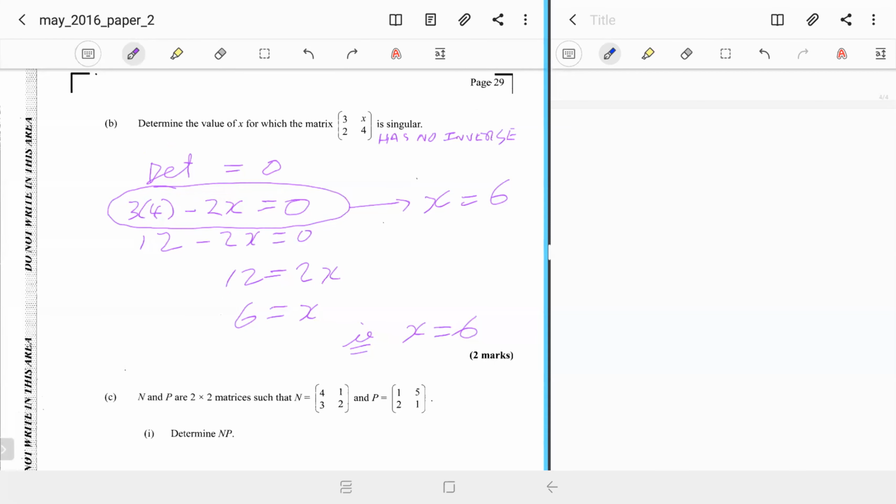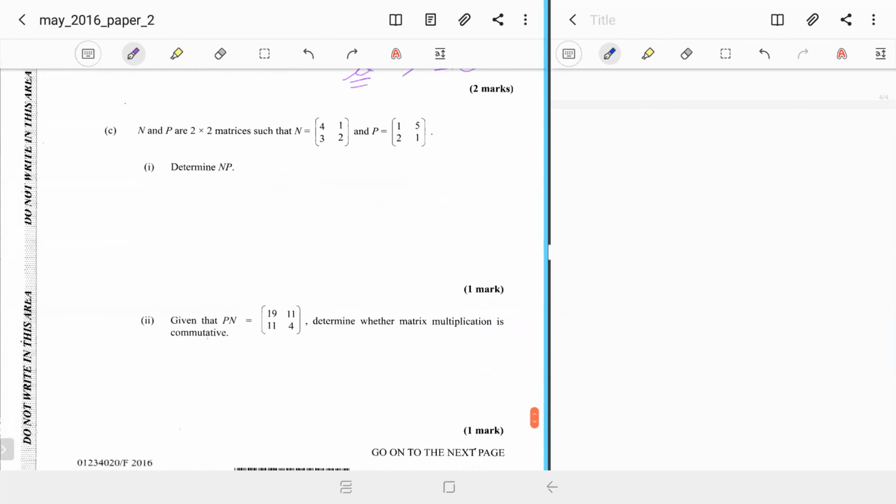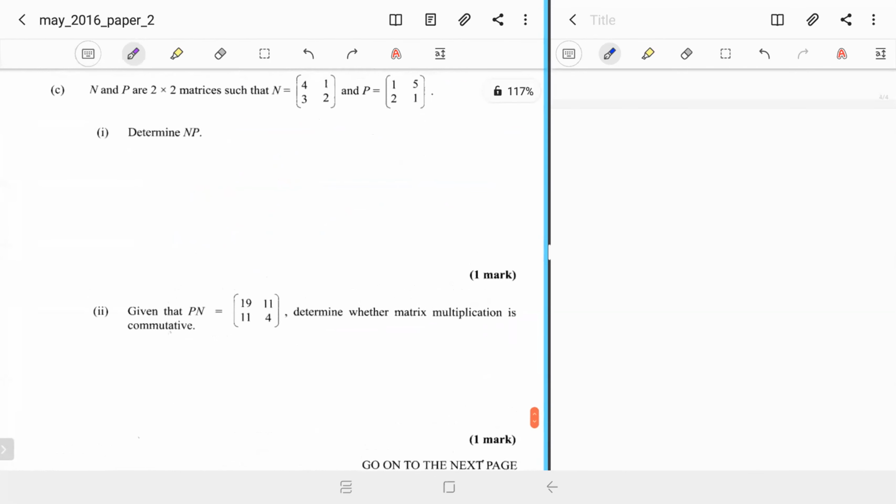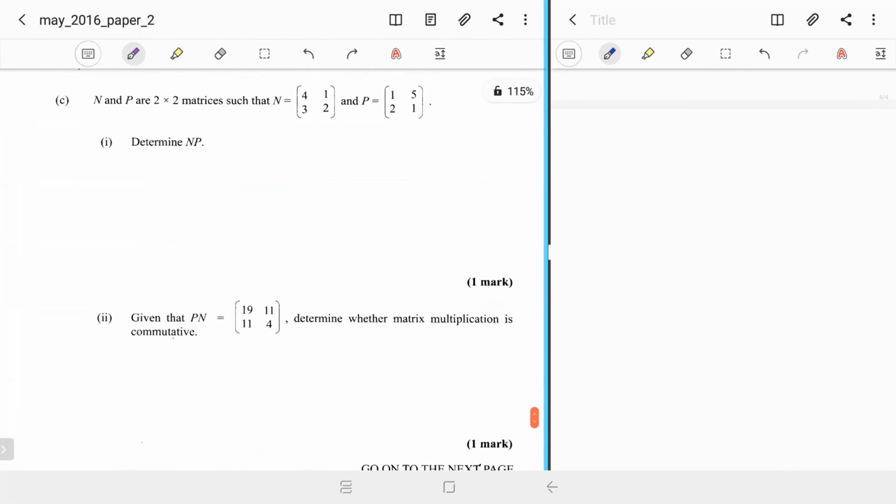All right, let's move on to the next part. The next part down here now gives us those 2 by 2 matrices, N and P, and they say we must calculate N times P. So we're going to multiply them. N times P, let's put it here. N times P equals 4, 1, 3, 2, times 1, 5, 2, 1.